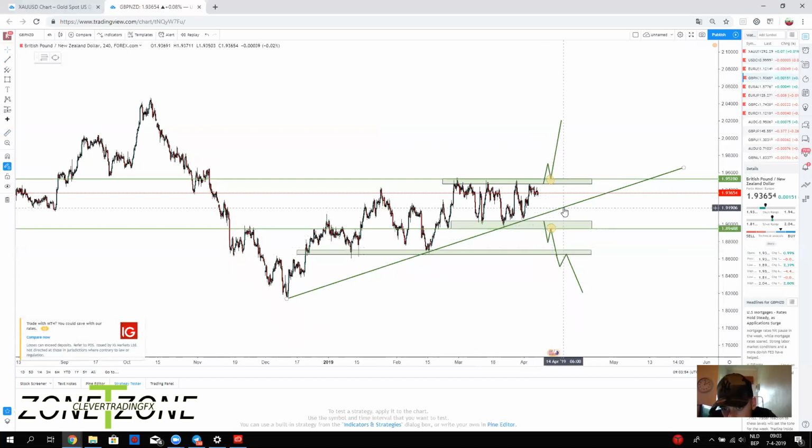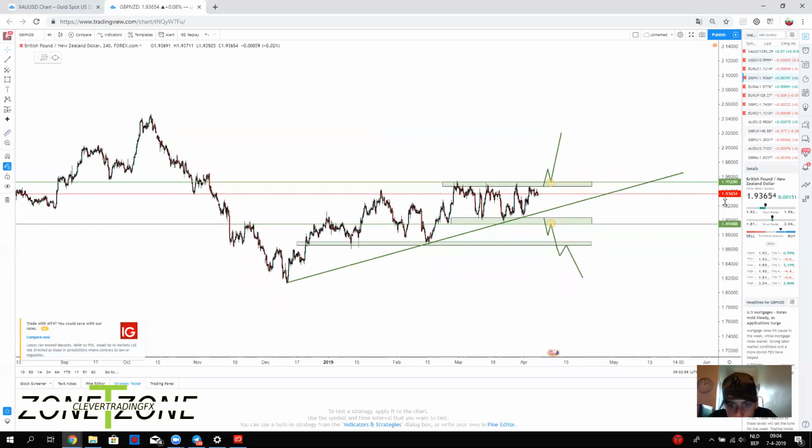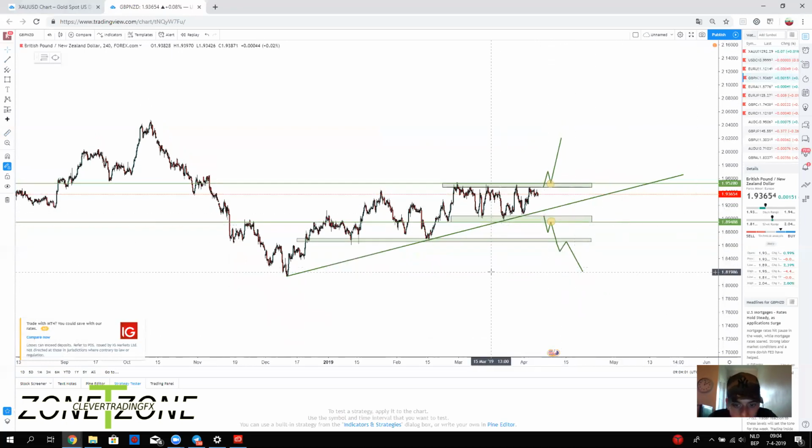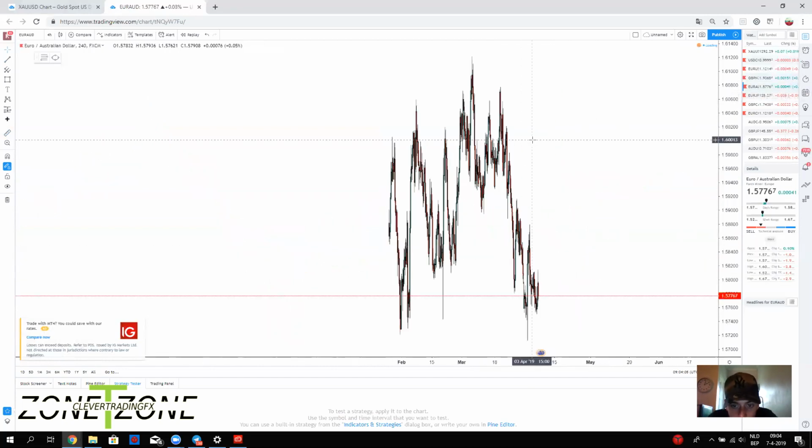However, it could shoot up, touch the trend line and then go down, all right? So watch how price acts on certain zones. Always really important. Don't rush yourself into trades.